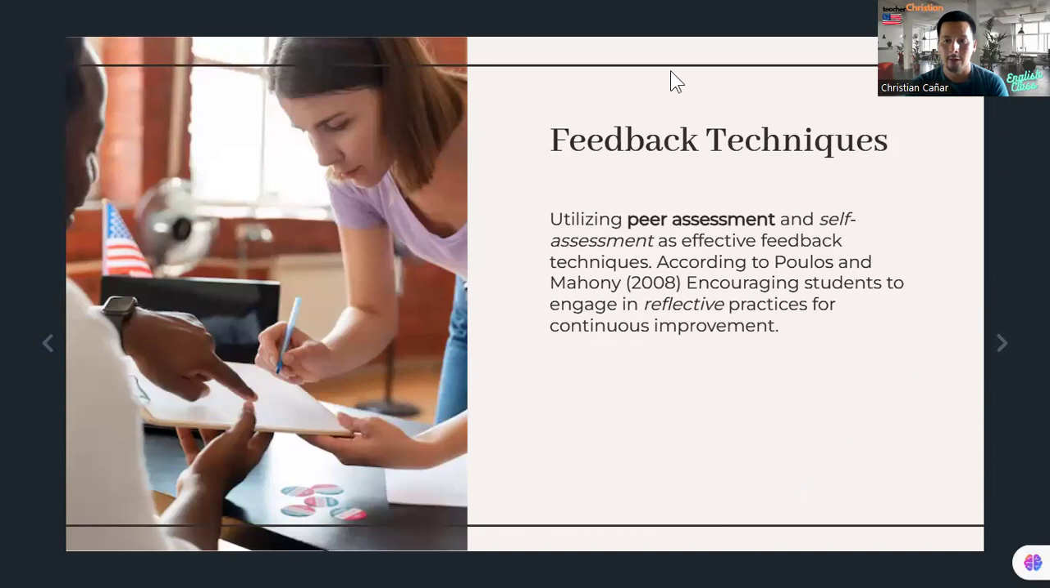All right, so we have the feedback techniques. In this case, we have, for instance, peer assessment and also self-assessment. Both can be effective. According to Polos and Mahoney 2008, encouraging students to engage in reflective practice leads to continuous improvement. The principle here is to encourage students to be reflective. They have to understand their mistakes and try to correct them.